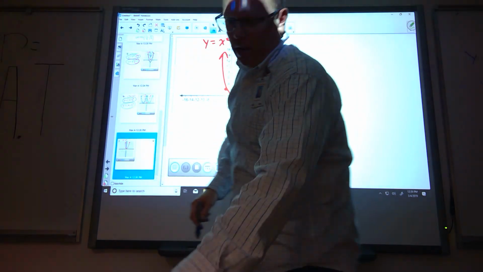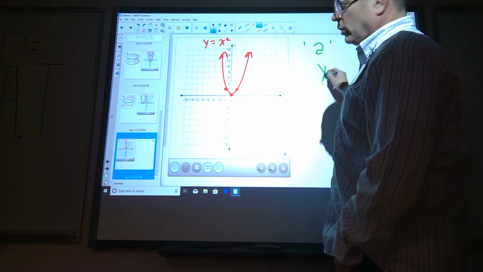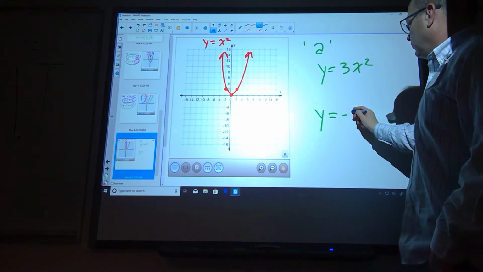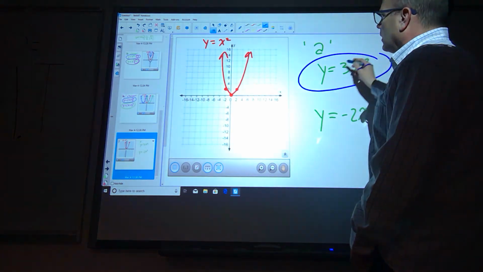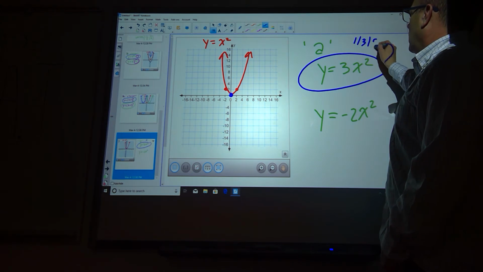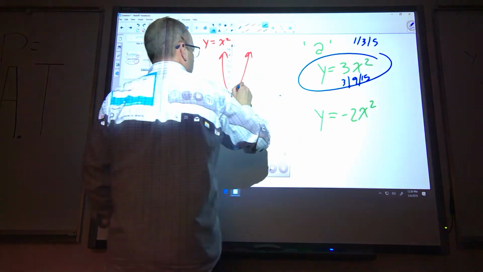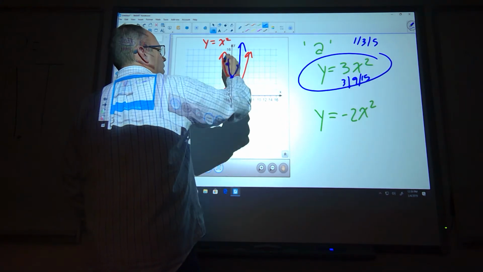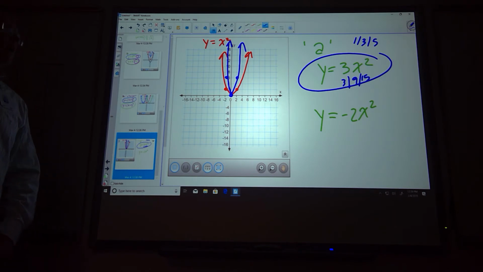So let's say we have the A changer. This is y equals 3x squared. And this is y equals negative 2x squared. This still has a vertex here. This is going to not grow at 1, 3, 5. It's going to grow at 3, 9, 15. Look how skinny that is. It's skinny because I had a vertical stretch of 3. Changed my pattern graph.